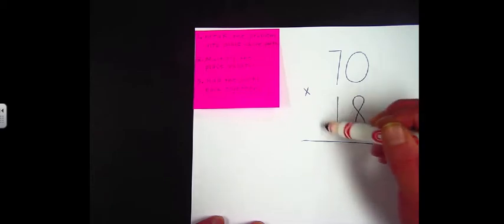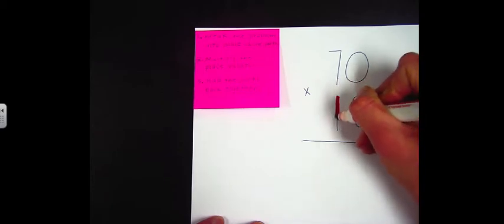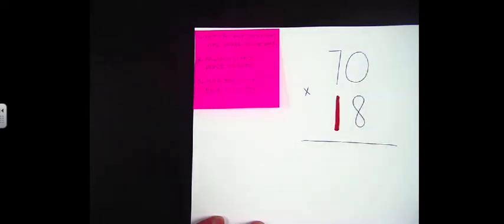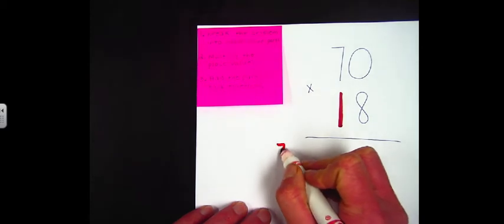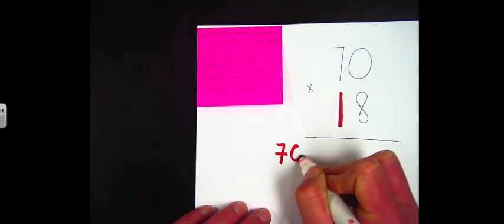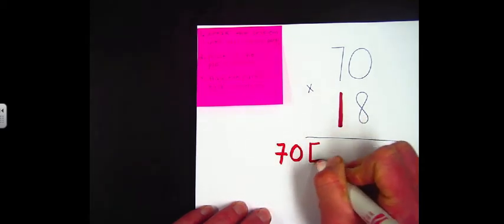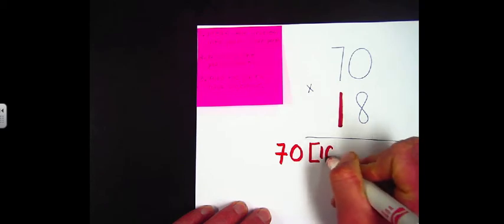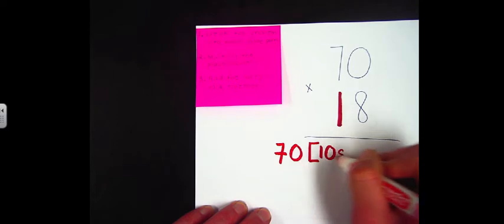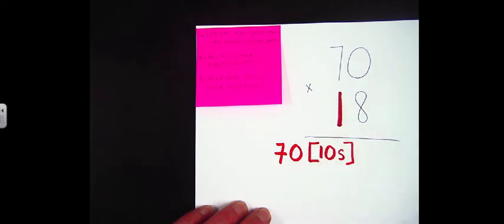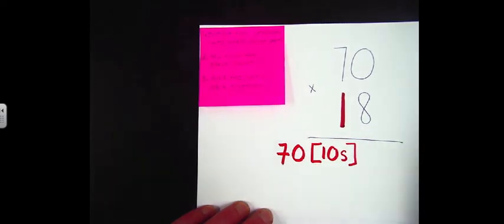So I'm going to break my 18 up. And I have a 1 in my tens place, so that means that I have a tens group that I'm going to be working with. So I'm going to go down here and write my problem as 70 groups of tens. Notice I'm using brackets. And notice that I'm putting the 1 in the tens down here because it's in the tens place. So I broke it into the place value parts.